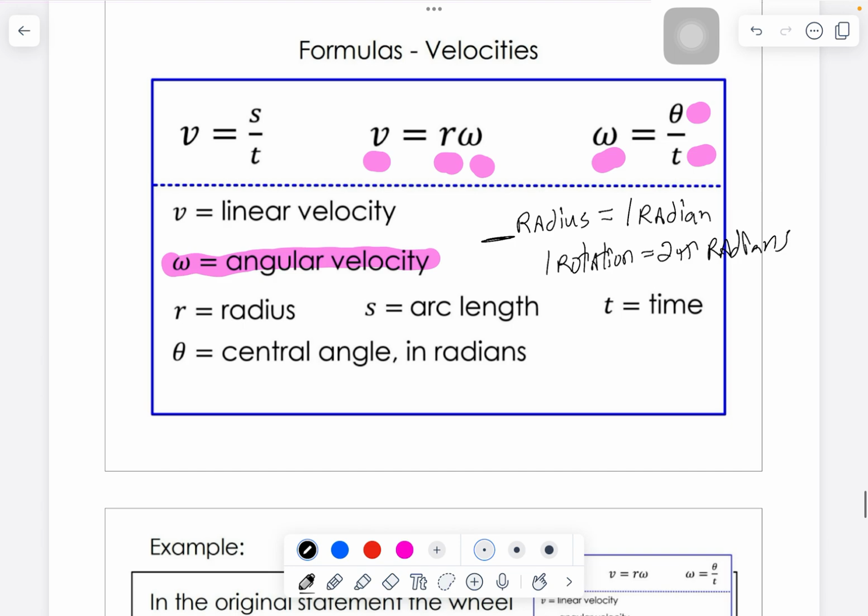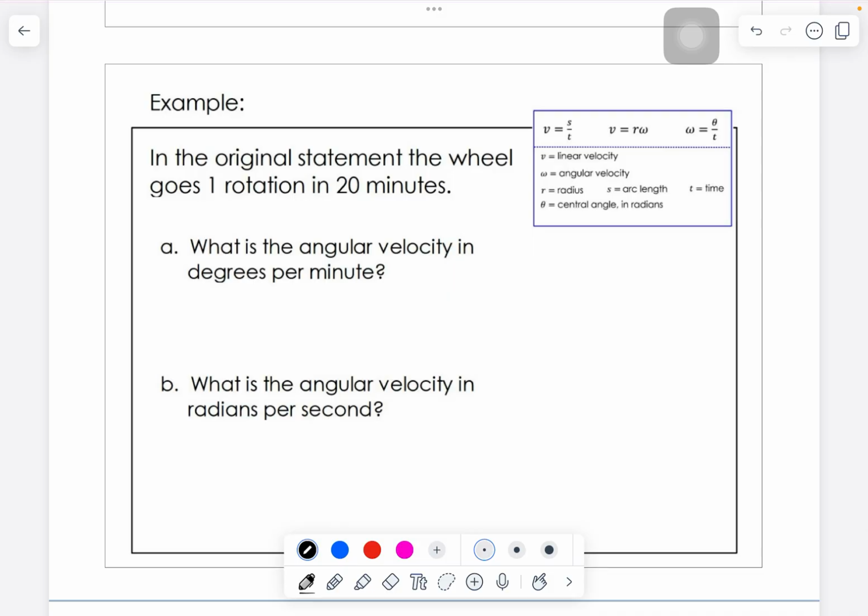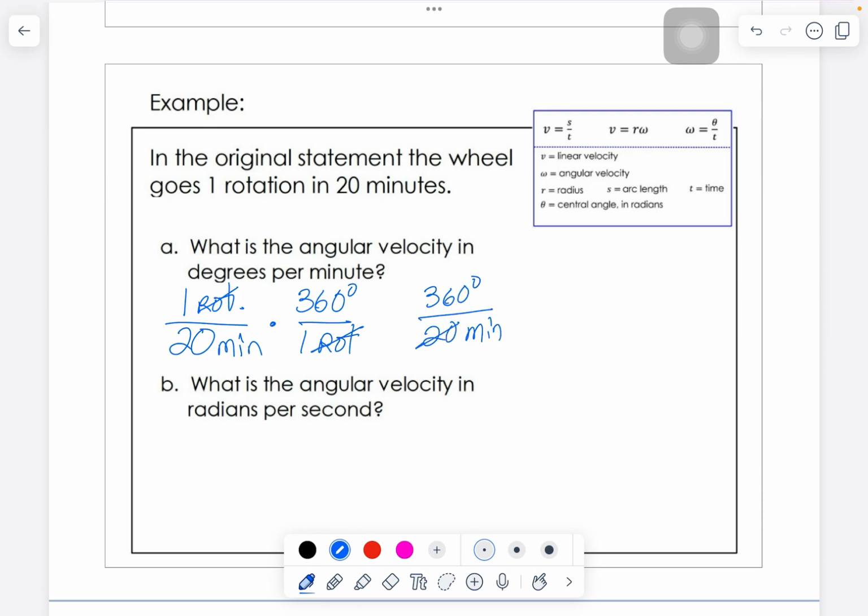So what I'm going to do here is take that one rotation in 20 minutes and convert that into an angular velocity based off of degrees per minute. So I'll start off with one rotation over 20 minutes. And I know that one rotation in a circle in degrees is not 2 pi, it's 360 degrees. If I cancel out the rotations, I'm left with 360 degrees divided by 20 minutes. Or if I reduce that down, I believe I've got 18 degrees per 1 minute.